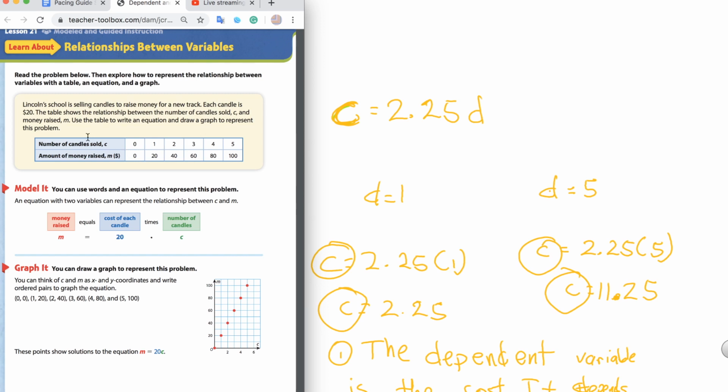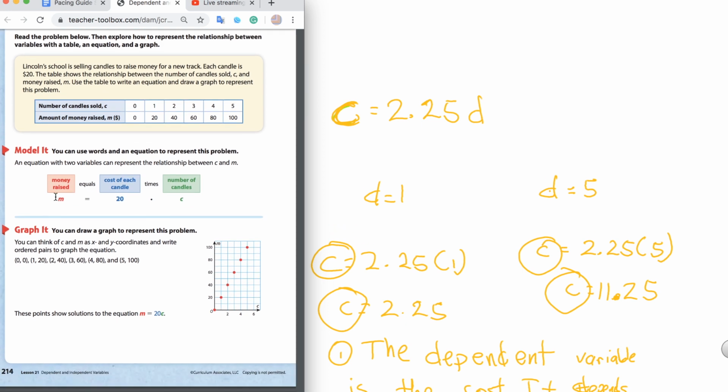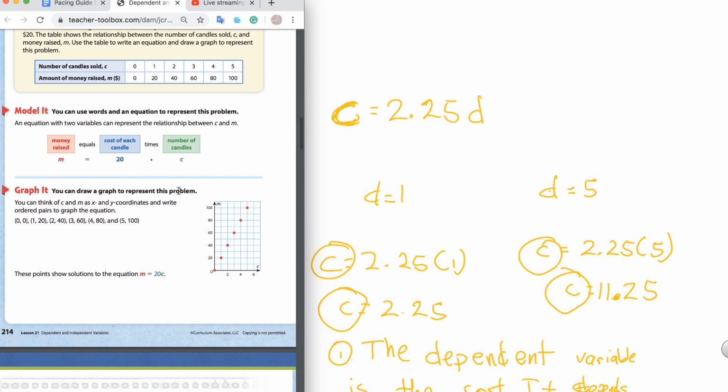Now let's look at the question. Lincoln School is selling candles to raise money for a new track. Each candle is $20. The table shows a relationship between the number of candles sold, C, and the money raised, M. Use the table to write an equation and draw a graph to represent the problem. Now this part right here, this is something you have to practice over time. So we'll have more problems to practice like this. But for this one, you have to draw a graph to represent it.